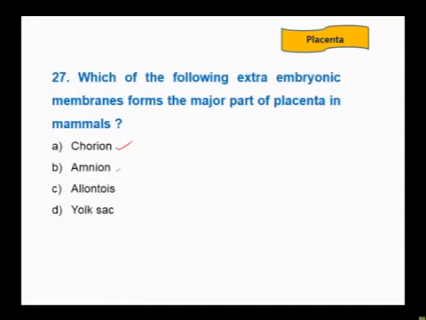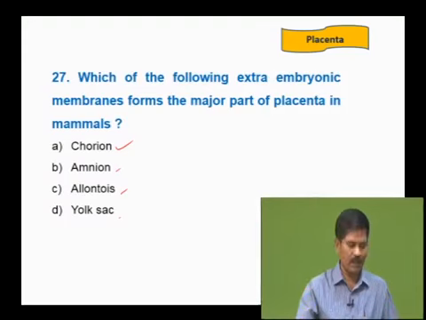Amnion is the membrane immediately surrounding the fetus. Allantois is another fetal membrane. The other one is yolk sac. The right option is A.